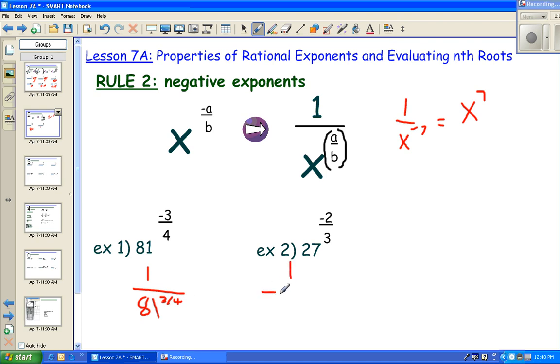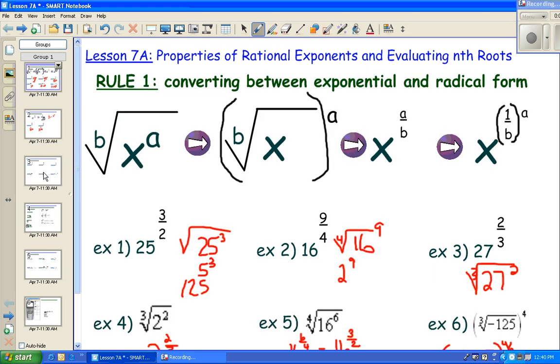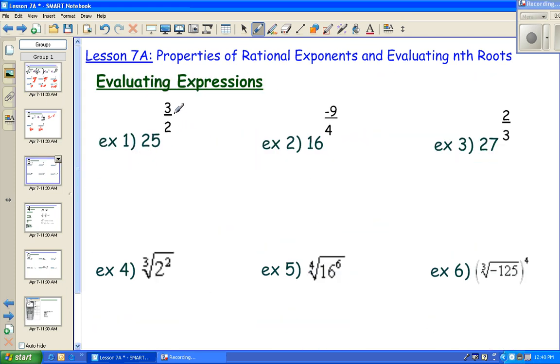And this would be 1 over 27 to the 2/3 power. Let's actually look at doing some of these. I did some of these already. So this is the square root, because that 2 would go there. You don't have to write the 2, of 25 cubed. So that's going to be 125.